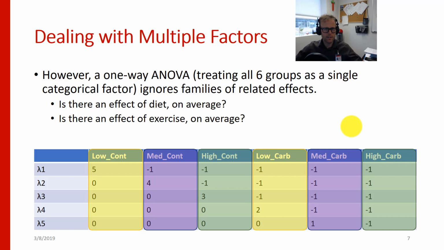Similarly, if we did this analysis with all 6 levels, we would be ignoring the fact that some of these groups are related based on how much they exercise, right? So this group and this group both had low levels of exercise, although they differed in their diet.